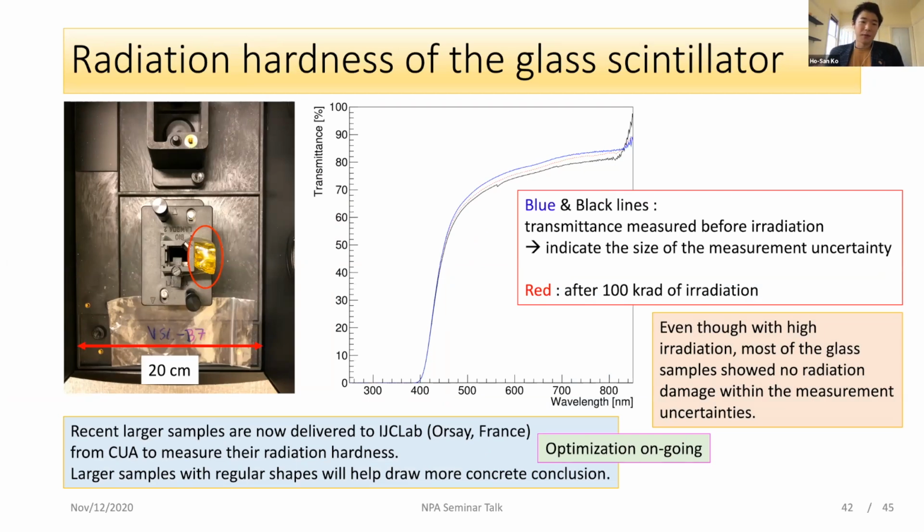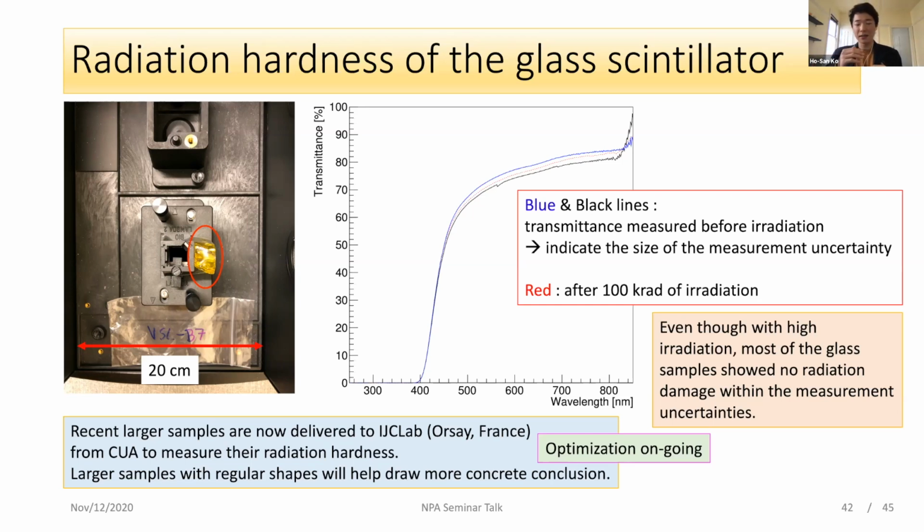So this is one of the radiation hardness tests. This was done exactly the same as the lead tungstate crystal, and the plot you're seeing is very similar. But this time, the blue and black lines both represent the transmittance measured before the irradiation. This indicates the size of the measurement uncertainty, and the red one is measured after 100 kilorads of irradiation.